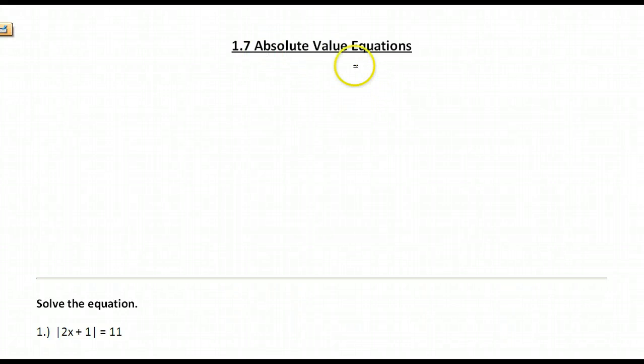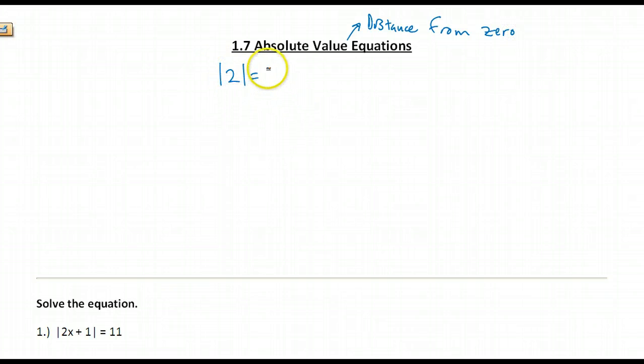The absolute value is the distance from 0. So the absolute value of 2 is 2. If we think about 2 on a number line, 2 is 2 away from 0. If we have the absolute value of negative 2, well, negative 2 is also 2 away from 0.